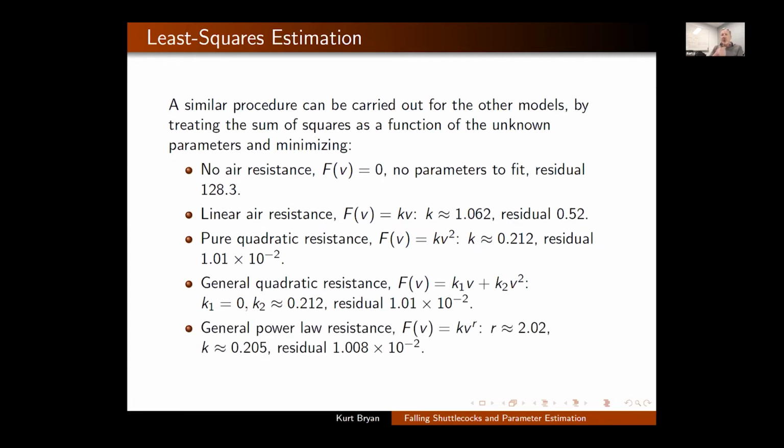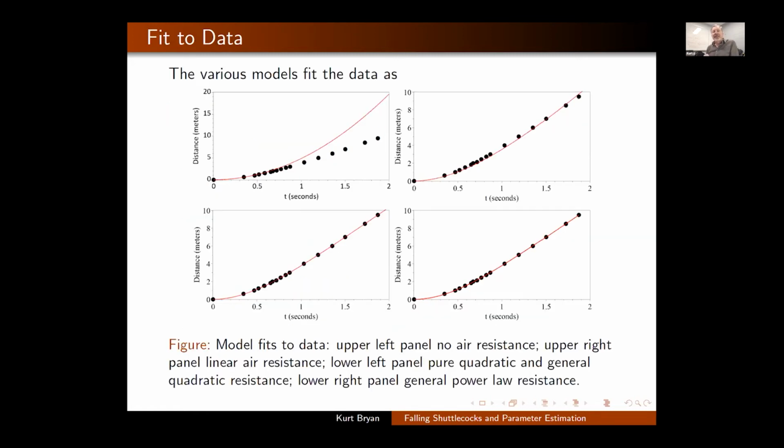And then you can do the general power law resistance. And surprisingly, it's very close to pure quadratic. Not quite. It wants to take 2.02 as the optimal exponent, and K is close to the pure quadratic. It has just a smidgen smaller residual than the quadratic model. So of course, here are 5 models. Here are the plots. There are only 4 plots here because the pure quadratic and the mixed quadratic gave the same result. So those are both in the lower left here.